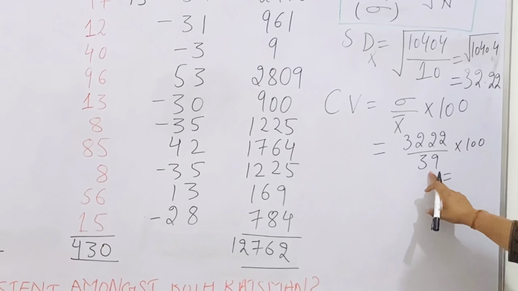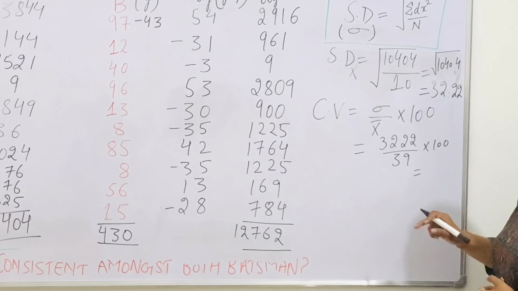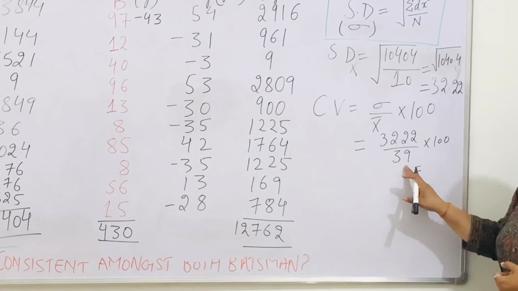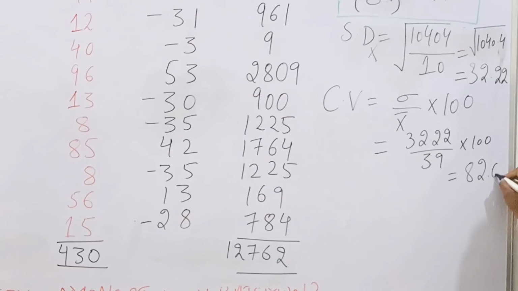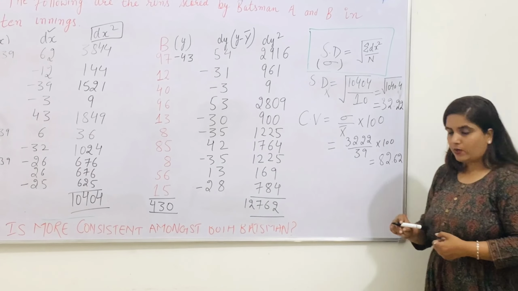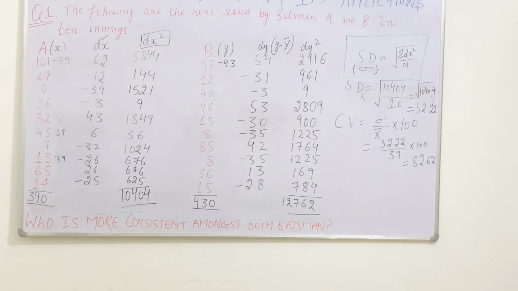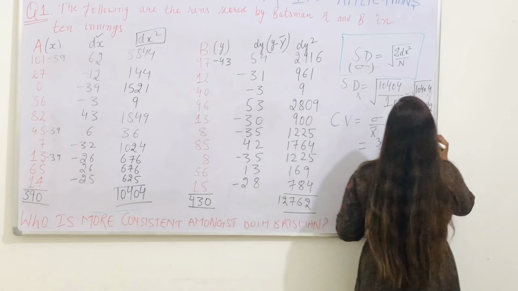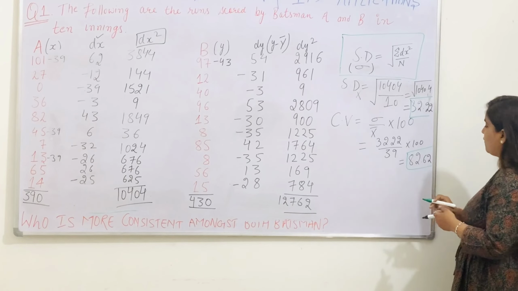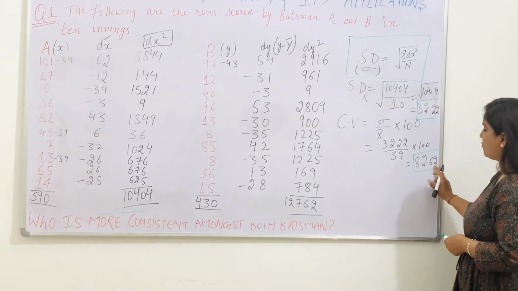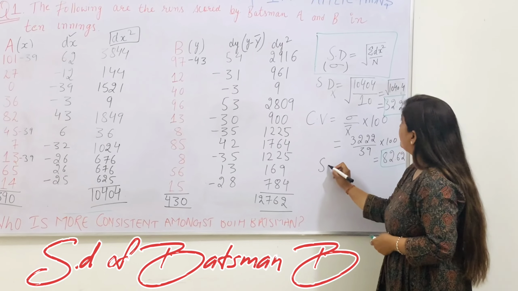Sigma from here, X bar, we have done the calculations in the previous portion, but I have erased. So the answer is 39 for X bar. Final answer for CV is 82.62. Now repeating the process. Standard deviation 32.22. CV for the first batsman is 82.62. Now the same calculations for the second batsman.